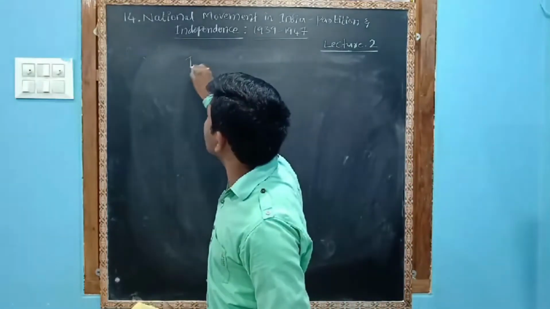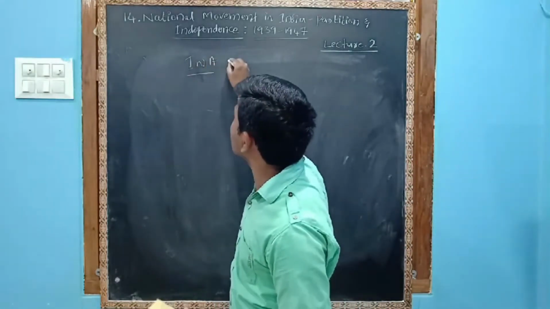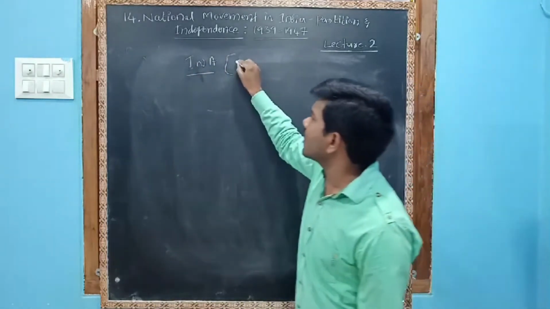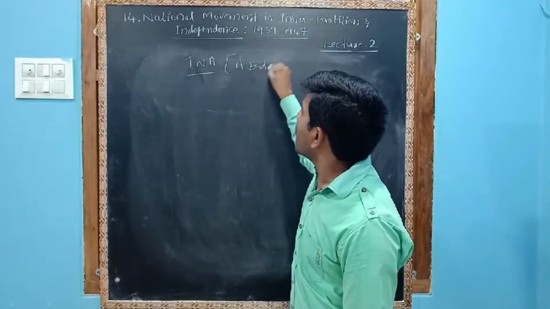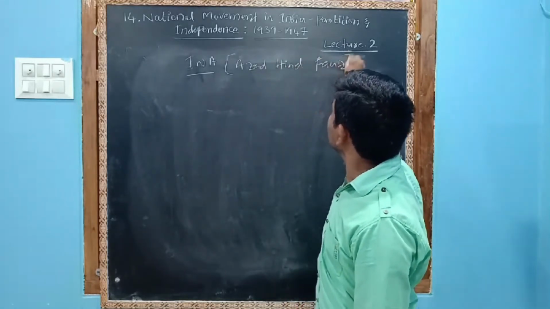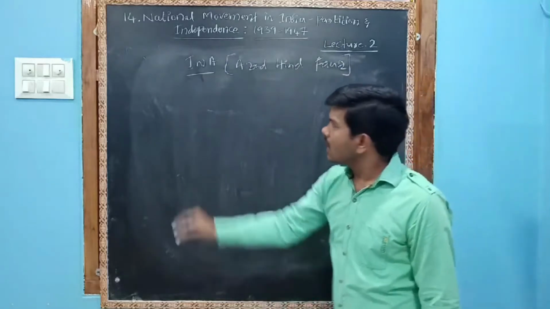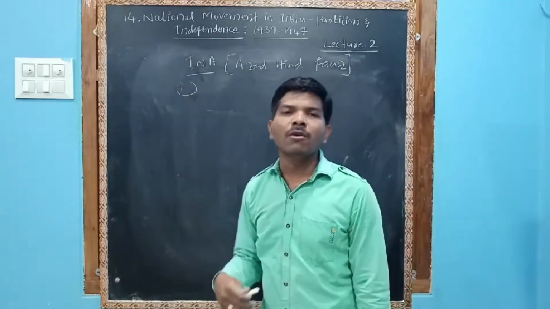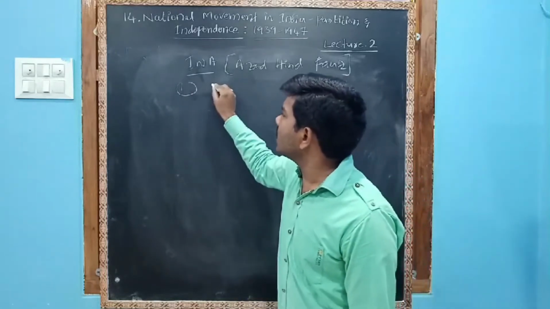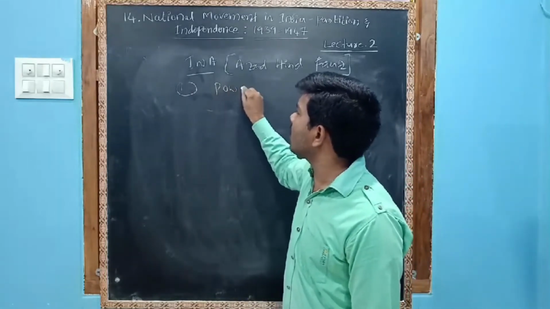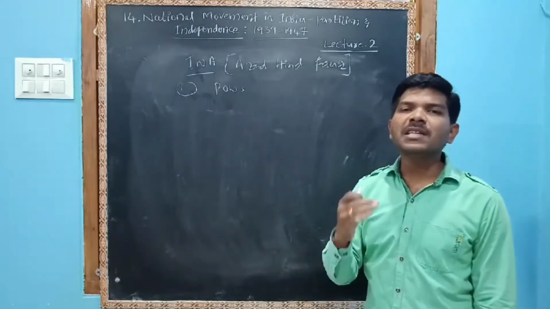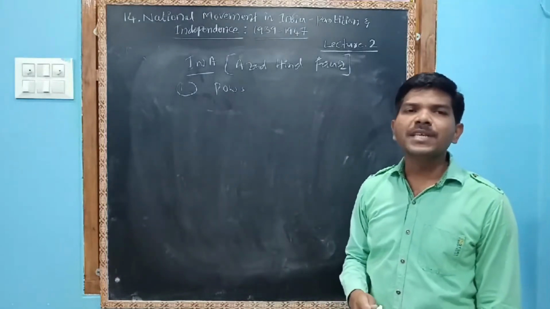That army we call INA. INA means Indian National Army. It is also called Azad Hind Fauj. This INA was formed with the prisoners of war, POWs. POWs means prisoners of war. I repeat, prisoners of war.